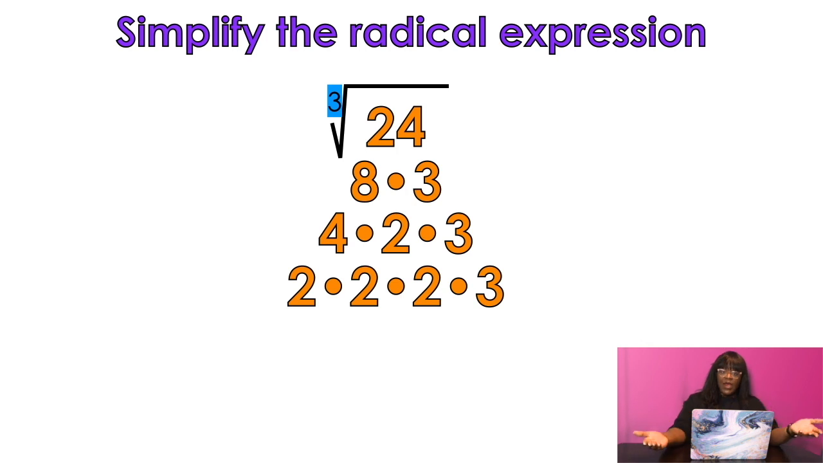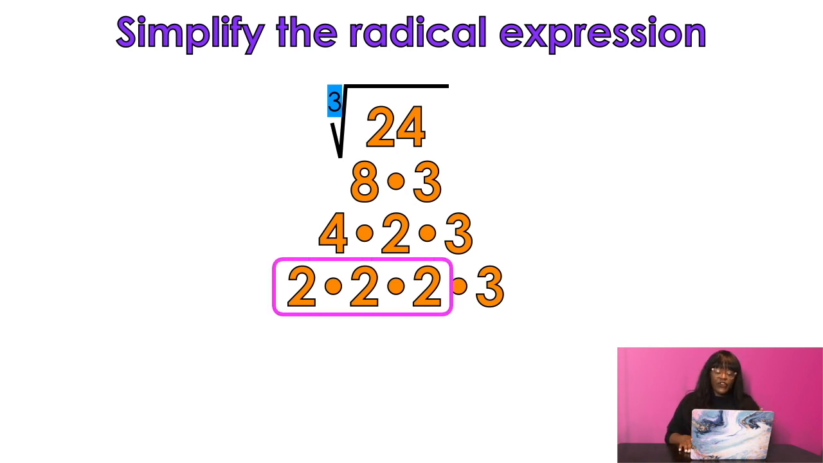So this is what we call the prime factorization. In the prime factorization, I'm looking for groups of 3 because it's a cube root and there's a 3 for that index. So the cube root looks for groups of 3, and I'm going to look and find that I have 3 twos. So everything that gets circled comes to the outside. Everything that's not circled stays inside. So my answer is going to be 2 cube root of 3.